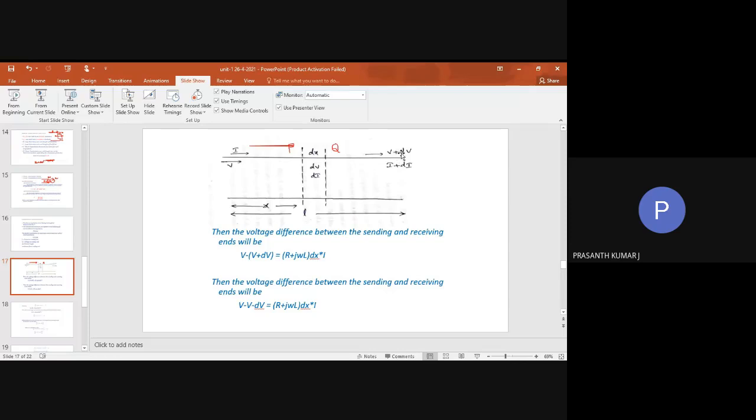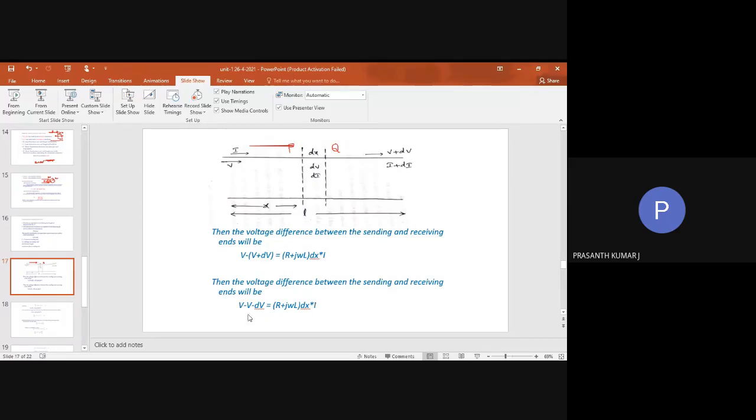When we are considering the voltage at the receiving end, the voltage is initially V plus dV. Similarly, the current is initially I plus the current in dx, which is dI, so I plus dI. Now I am going to take the difference of voltages between P and Q. So the voltage at P is V, minus the voltage at Q, V plus dV, is equal to, we know that V equal to I into R, the same formula I am using here, I into R plus j omega L into dx. Because we are defining this resistance per unit length, we have to multiply with dx. So V minus (V plus dV) is equal to (R plus j omega L) into dx into I.